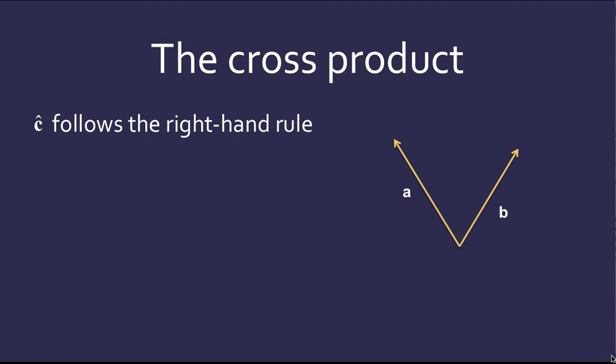You'll find that your second finger points away from you, so that the sense or direction of vector c is into the screen. This means that A cross B does not equal B cross A. In fact, by swapping the two vectors A and B, we find that A cross B is equal to minus B cross A. The vector c points in the opposite direction.